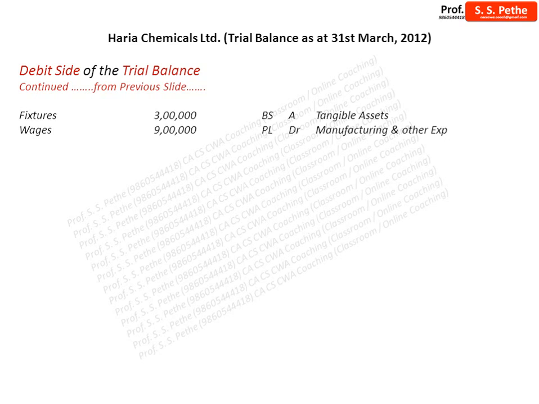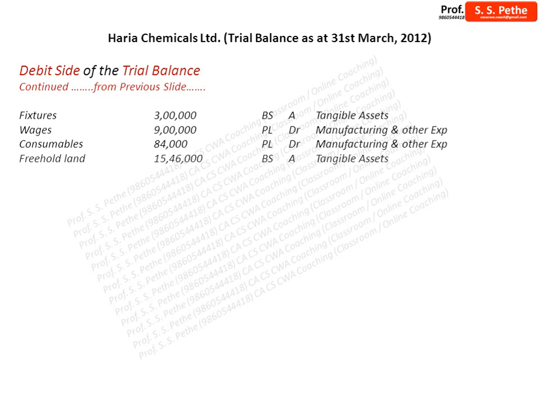Fixtures 3 lakh, balance sheet asset side, tangible assets. Wages 9 lakh, profit and loss, debit balance, manufacturing and other expenses. Consumables, again it's a debit balance, P&L, manufacturing and other expenses. Freehold land, it's an asset, it will go to the balance sheet asset side under the head tangible assets. Tools and equipment, again balance sheet asset side, tangible assets.